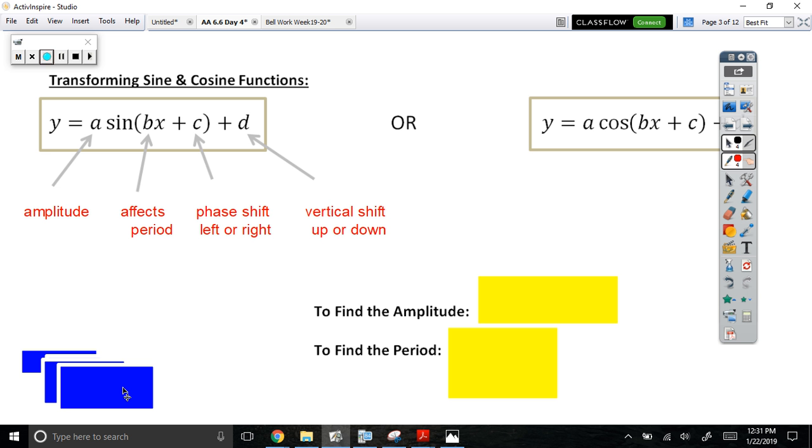They're up for grabs. And then remember D, the last number, affects your vertical shift, up or down.